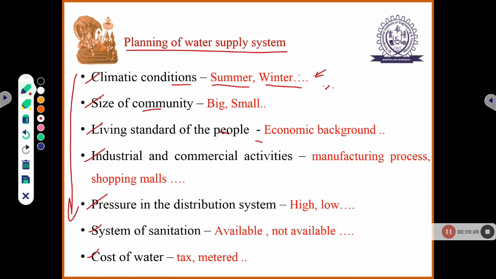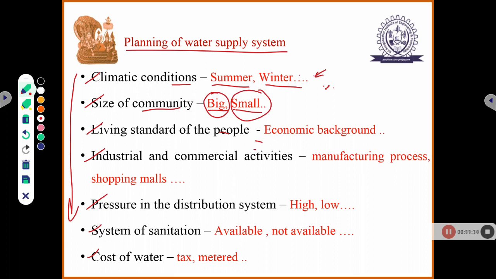Then size of the community. A community is nothing but a group of people, and how the group of people come together, big or small. According to this, the quantity of water will vary. For a big community the requirement is more, and for a small community the requirement is less.